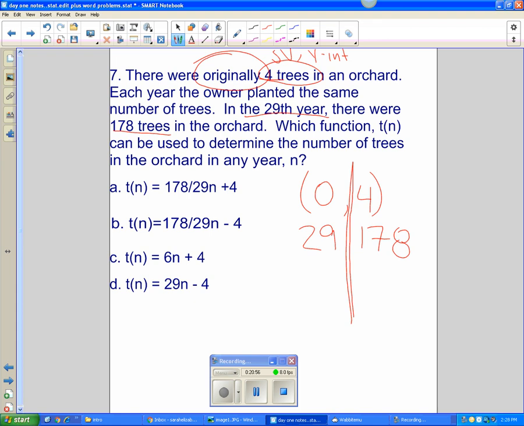0 and 4, 29 and 178. This is going to go in L1 and that's going to go in L2. Yes, now you may put it in your calculator.